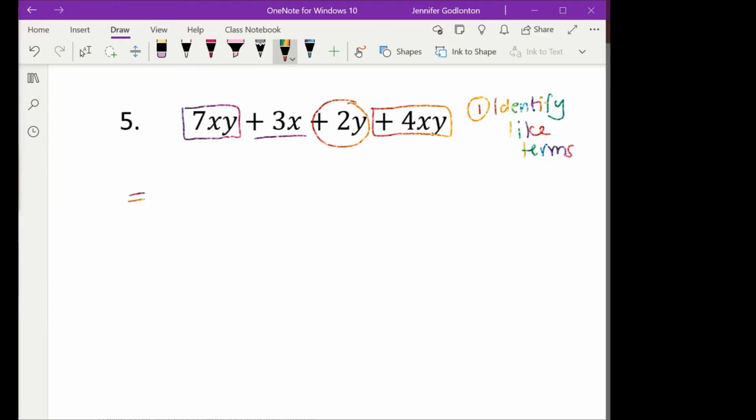So if you had highlighters, you could highlight the ones that are the same. If you don't, you can just have shapes that are the same as each other. So here I've got 7xy and I'm wanting to add 4xy. So I land up with 11xy. My 3x was all by himself, so I've got my 3x, and my 2y was all by himself, so I've got my 2y. And I'm seeing great answers coming in, which is awesome.